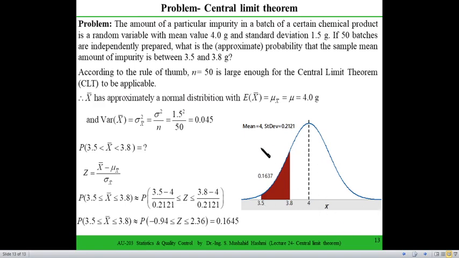This is how we can solve problems in which the parent distribution is not a normal distribution: using the central limit theorem, we can calculate the probability using a standard normal distribution. So this is where I end this lecture.